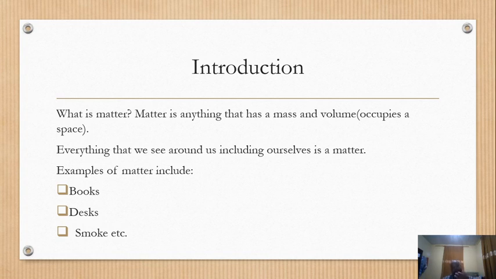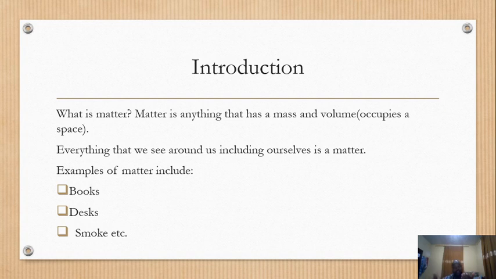Let's repeat that again. What's matter? Matter is anything that has, number one, a mass, and two, volume. So if the substance has these two things, mass and volume, it is matter. And volume means it occupies a certain space. For example, when you put your book on the table, it occupies a certain space on the table.